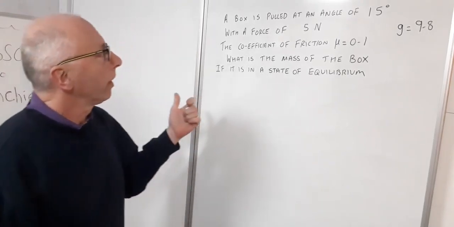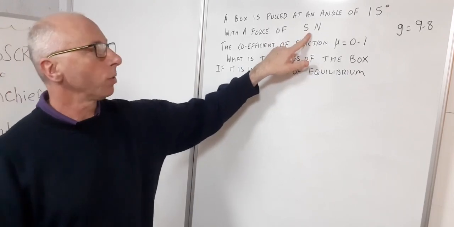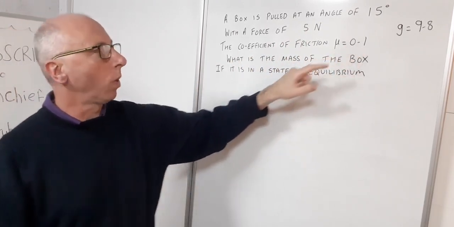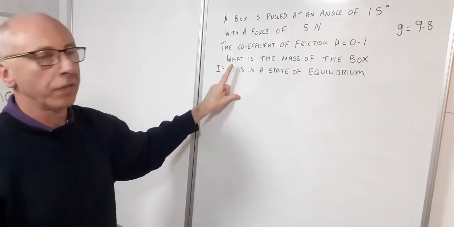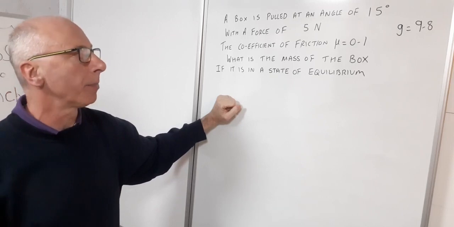Okay, so we've got a question here. A box is pulled at an angle of 15 degrees with a force of 5 newtons. The coefficient of friction is 0.1. And what we want to find is the mass of the box if it's all in a state of equilibrium.